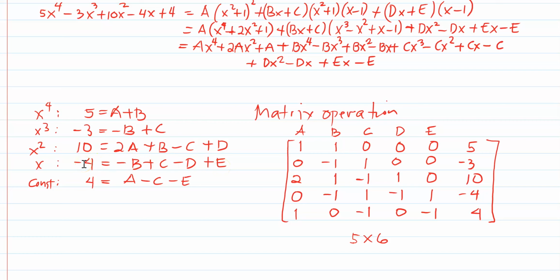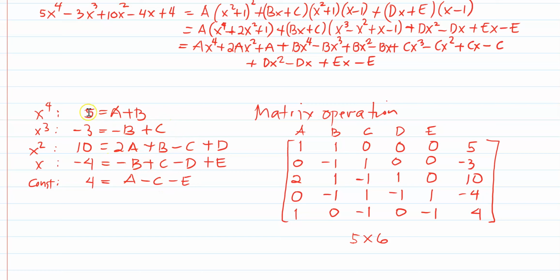Our last equation will be for the constant, those terms without x. On the left side, we have 4. Right side, we have a minus c and minus e. So our equation on the right side is a minus c minus e, and on the left side is positive 4. All right, so we have here 5 equations and 5 unknowns.